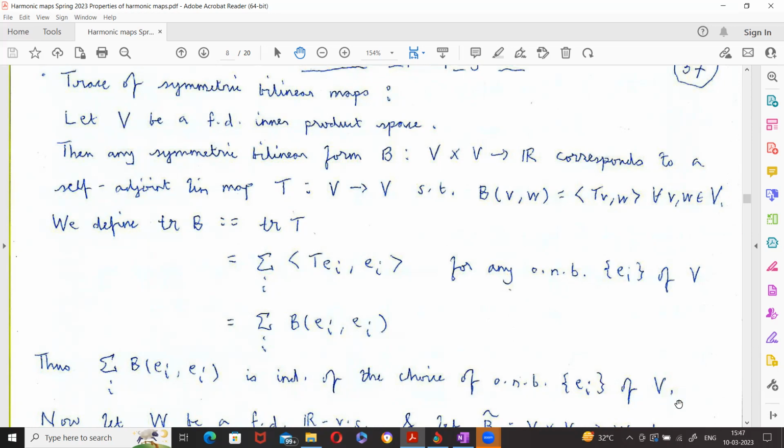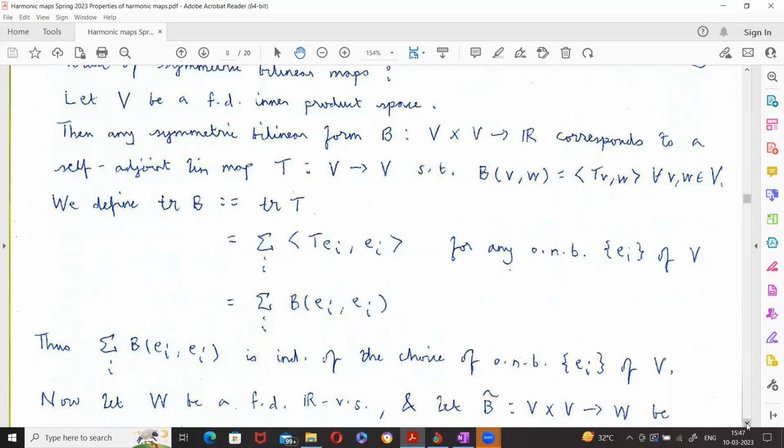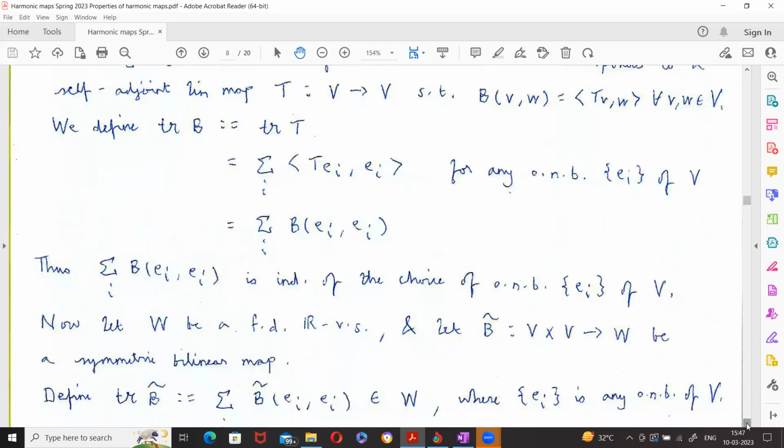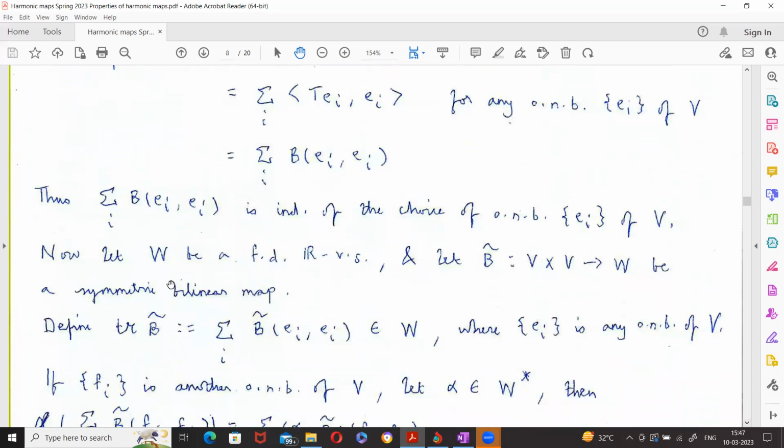Okay, now similarly, how do we define the trace of a vector valued bilinear map? Suppose W is a finite dimensional real vector space, and let B tilde from V cross V to W be a symmetric bilinear map. Then we define the trace of B tilde to be the sum over i of B tilde of e_i comma e_i. This is now an element of W, a vector, where e_i is any orthonormal basis of V.